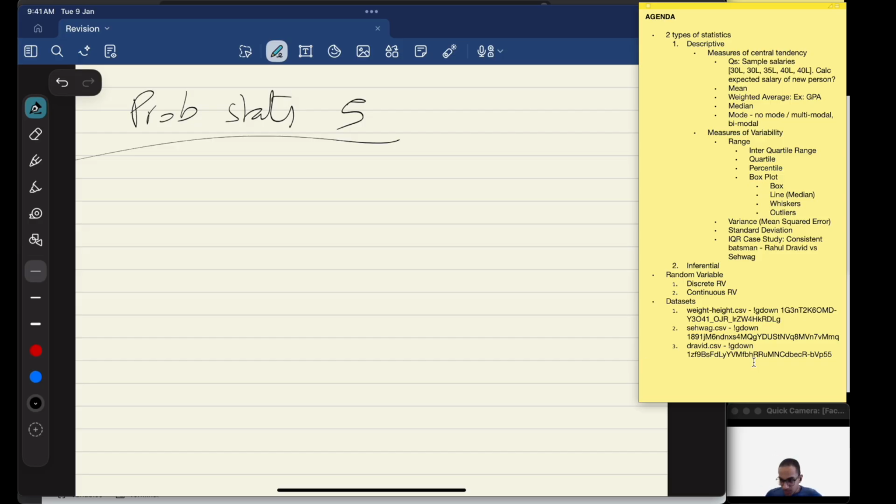Okay, with that said, let's begin. So basically, there are two types of statistics. I don't know if there are more, but generally two types are there: descriptive and inferential. Descriptive stats is something that describes your data. You can say it summarizes your data.